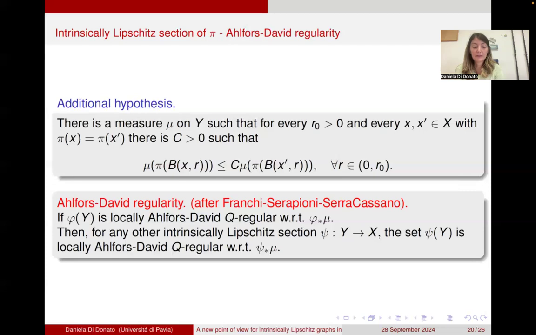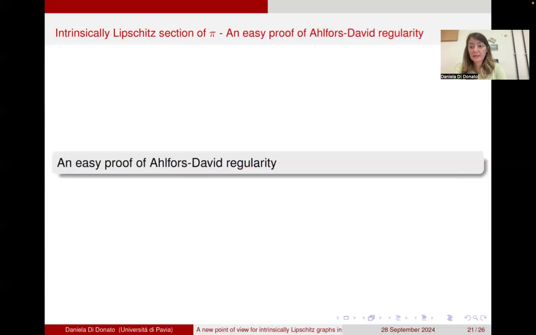The Ahlfors-David regularity theorem says that if phi(Y) is locally Ahlfors-David Q regular with respect to the push forward of phi on mu, then for any other intrinsically Lipschitz section psi, the set psi(Y) is also locally Ahlfors-David Q regular with respect to the push forward of psi on mu. Now I present the proof of this statement.